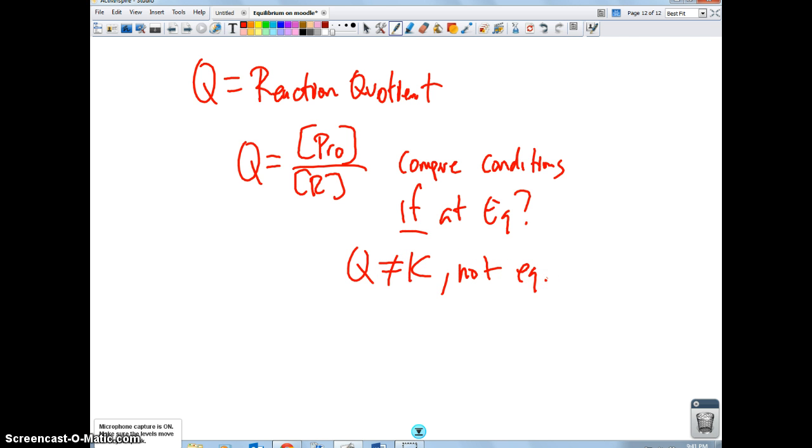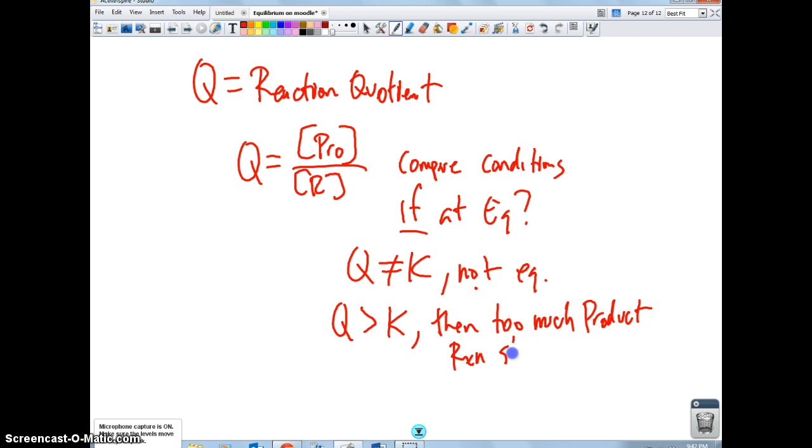right? If the products are not the same as the reactants, then Q is not equal to K, and it's not at equilibrium. So what we want to look at here is we're going to take values that they give us, and we're going to plug them into the same equilibrium expression of products over reactants, but instead of calling it K, we're going to call it Q. If the value of Q is too big, if Q is larger than K, then what do we have? If we have too much product and not enough reactant, then we're not at equilibrium. The reaction is going to shift to the left.